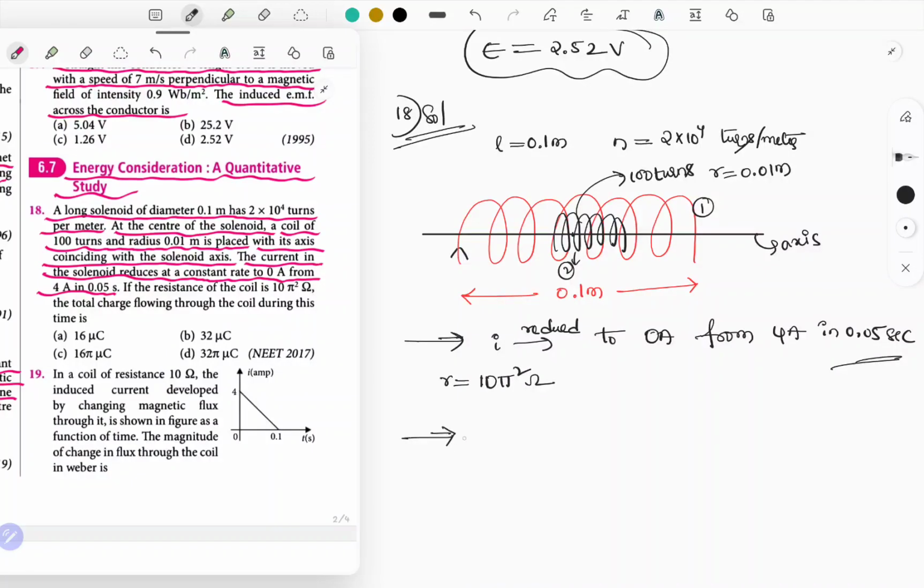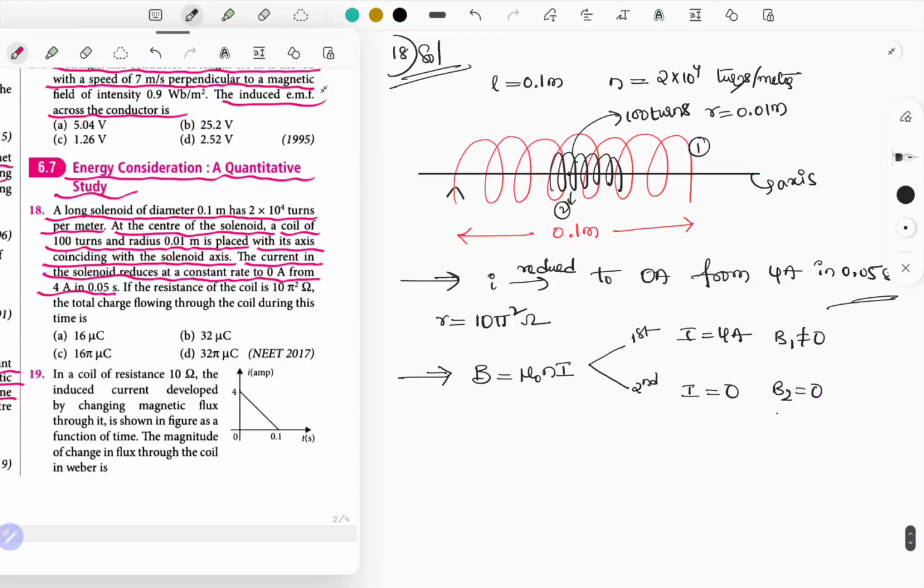Formula for magnetic field of a solenoid at the center is mu naught n i. So there are two different cases we have, a first case and a second case. In the first case, current is I equal to 4 ampere. In the second case, I is equal to 0. So in the second case, B2 is going to be 0, right? So B2 is equal to 0. In the first case, B1 is not equal to 0.